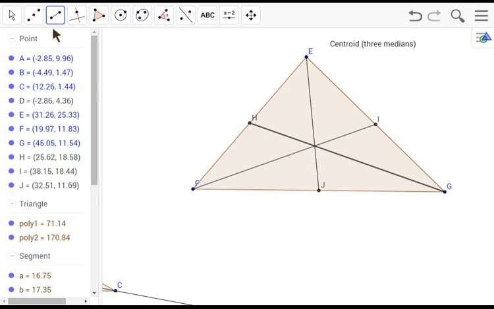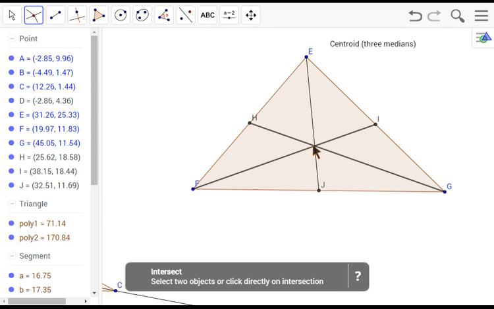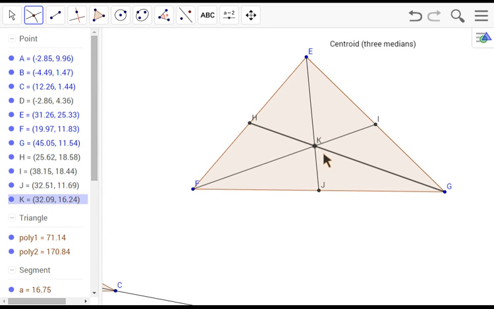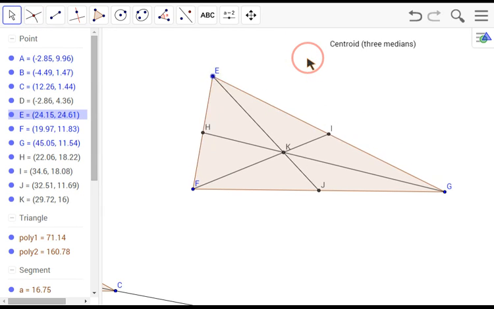And those 3 lines are concurrent. You can find their intersection. What's really neat about this one is it's also the balancing point for the triangle. If you were to draw a triangle on cardboard, cut it out, find the centroid, you could balance the triangle directly on the centroid. Kind of a neat little trick. Maybe I'll find a video of that for you.